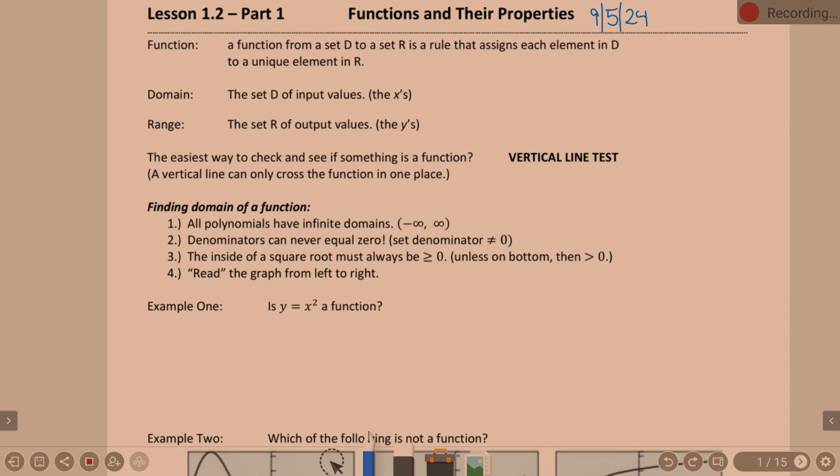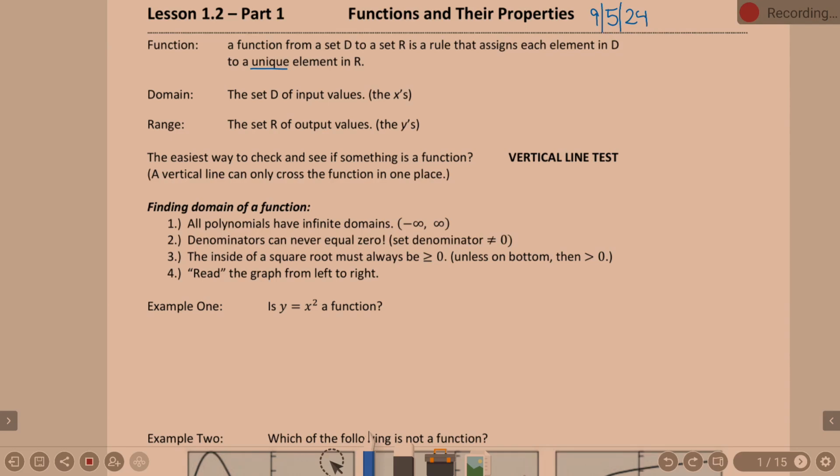So, a few definitions here. Function. A function from a set D to a set R is a rule that assigns each element in D to a unique element in R. Keep in mind, D and R are going to stand for x's and y's. Domain and range. We'll get to that. But what we're saying here is a function is a rule that assigns each element in the domain to an element in the range. And the key word there is to a unique element.